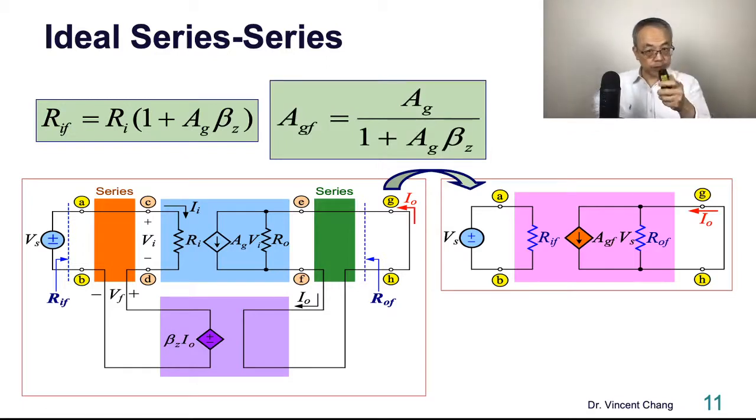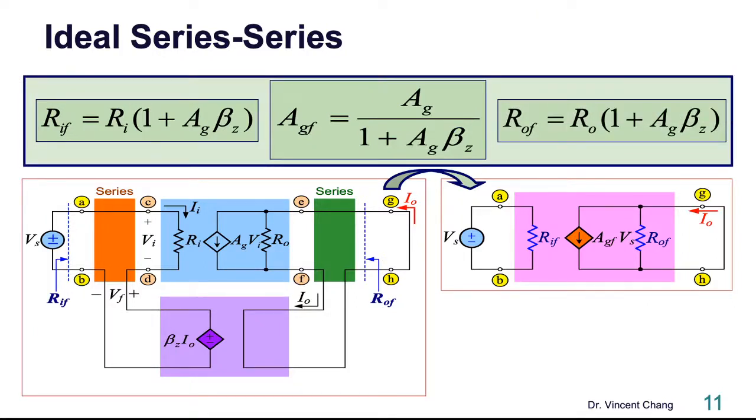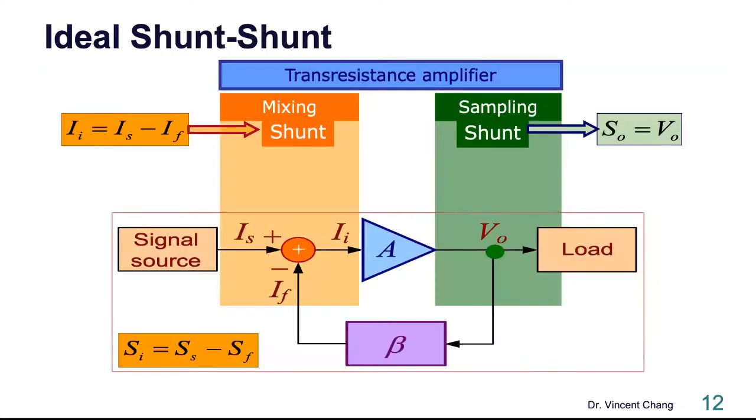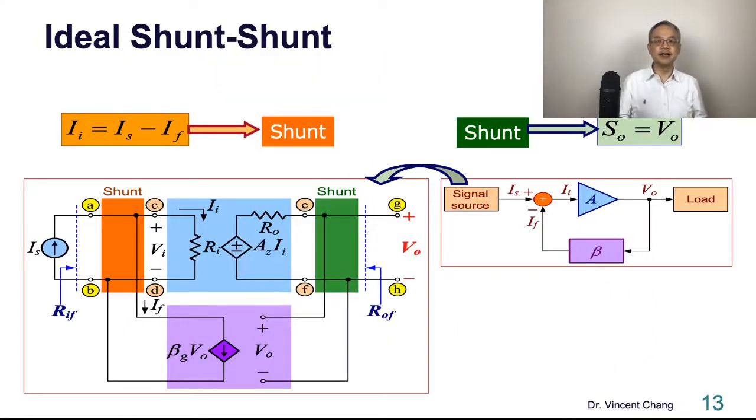For the output, what about the output resistance? For the series sampling, it's going to go up. So RO equals RO times 1 plus A beta, ideal series. For the ideal shunt feedback, so current input, current mixing, and voltage sampling. So it's the trans resistance amplifier.